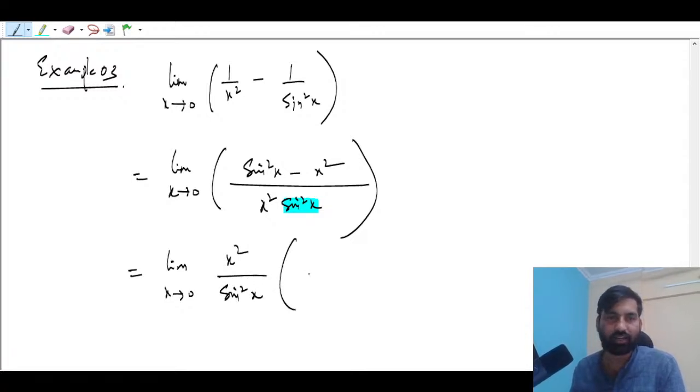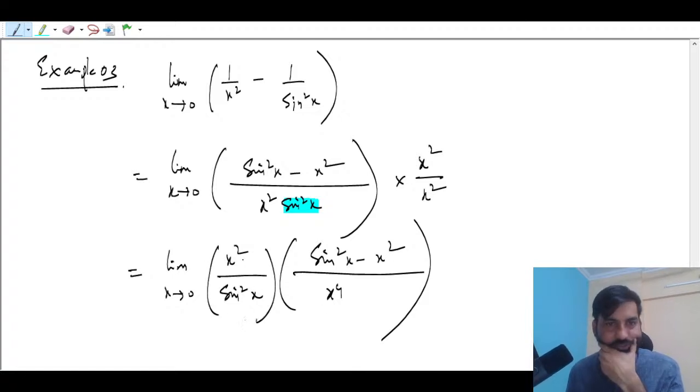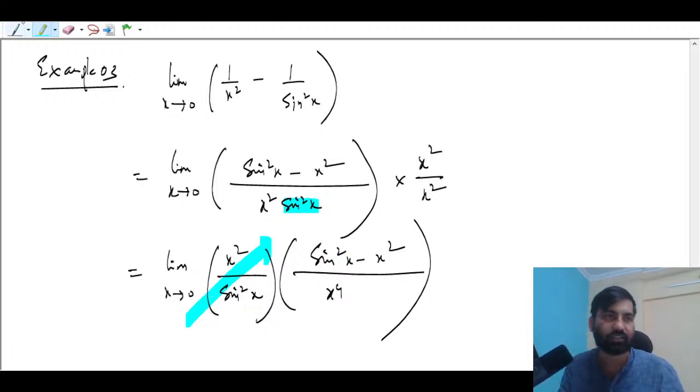We can write it like this, and this is nothing but sine square x minus x square upon x to the power 4 only, because we are multiplying here x square by x square, right? So we can write like this. Now you know that this will be 1 directly, because there are two functions and we can apply the algebra of limit. So this limit will be applied here, and this limit will be applied here.